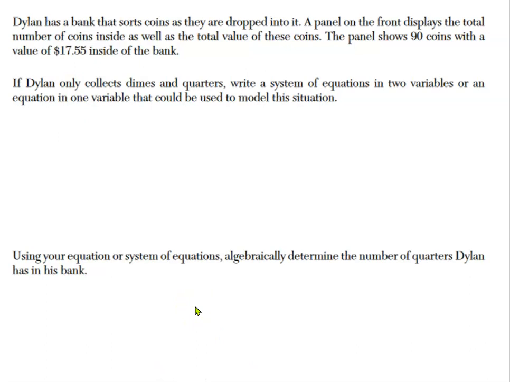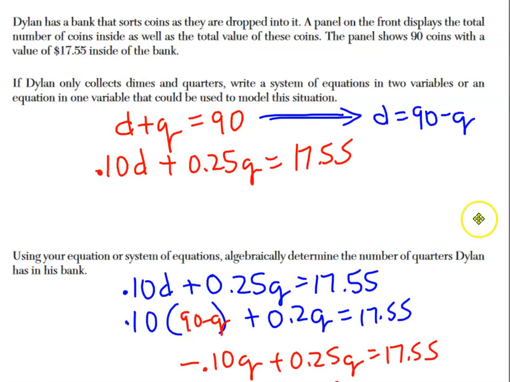All right, I'm going to solve this algebraically like it says, but I'm going to show you a substitution method instead of elimination, just to give you some more exposure. So here's the system you should have translated. Dimes and quarters is 90. 10 cents per dime, 25 cents per quarter. It's a total of $17.55.